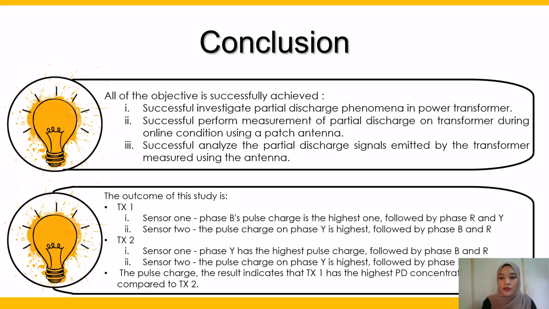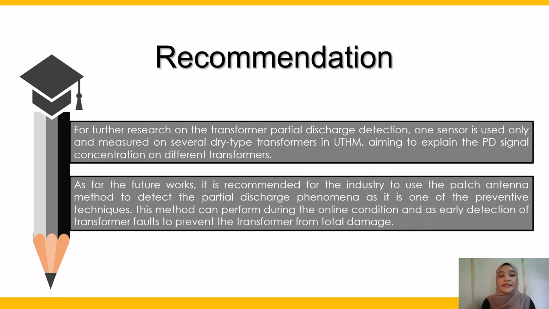As for the outcome of this study, for transformer 1, sensor 1, the phase B pulse charge is the highest, followed by phase R and Y. As for sensor 2, the pulse charge on phase Y is highest, followed by phase B and R. Next is for transformer 2 and sensor 1. Phase Y has the highest pulse charge, followed by phase B and R. For sensor 2, the pulse charge on phase Y is the highest, followed by phase B and R. So we can conclude that the result indicates that transformer 1 has the highest PD concentration compared to transformer 2.